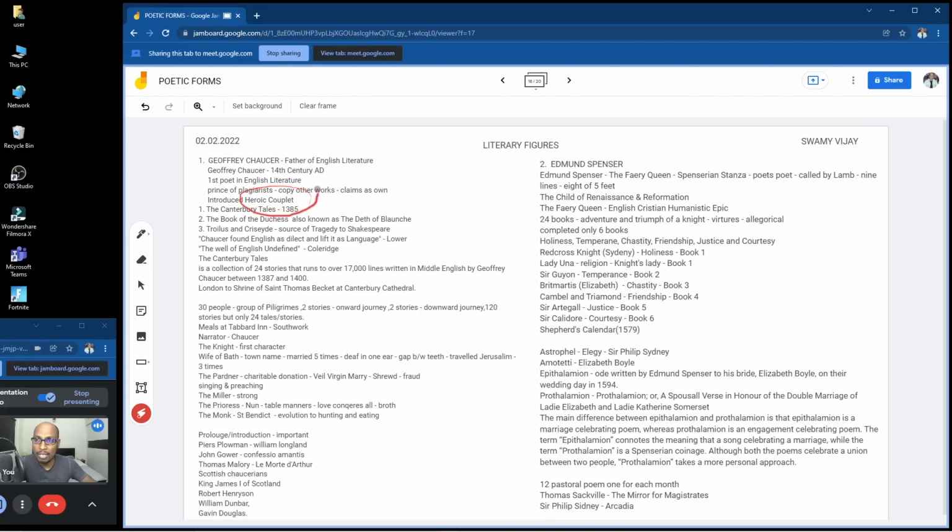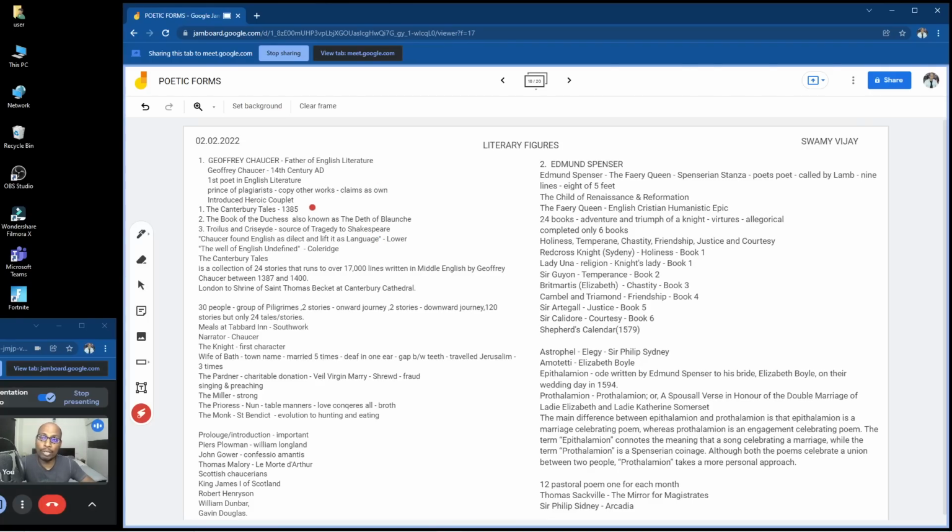He also introduced the heroic couplet. So what is a heroic couplet? Two lines that rhyme with each other. Right. So Chaucer introduced the heroic couplet, and who has used it extensively? Alexander Pope. In which popular book has he used this in a very spectacular way? The Rape of the Lock.